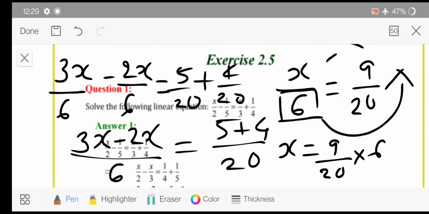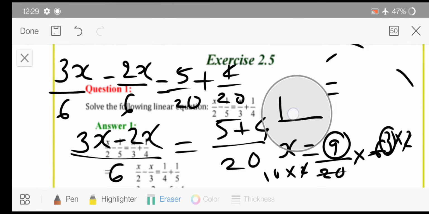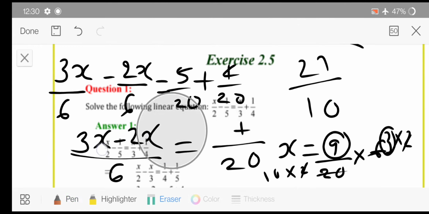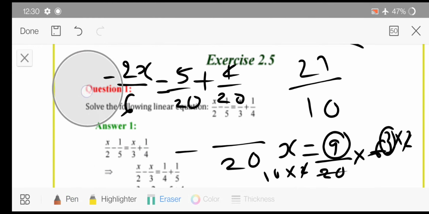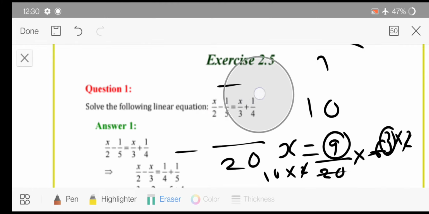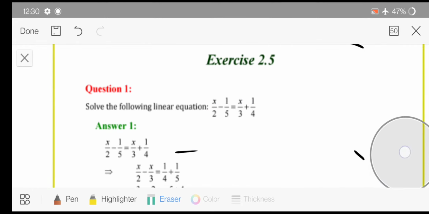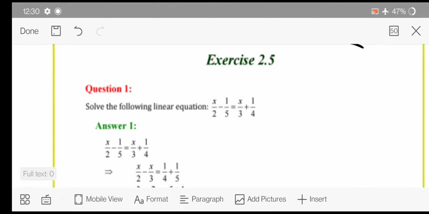So 3 2s are 6 and 10 2s are 20. So 2 and 2 cut. What is left over here? 9 and 3. So this will be 9 3s are 27 upon 10. So this is how you can solve this question. Let's move with the next question. As you will solve these questions, you will come to know and the methods will be clear to you. Okay?